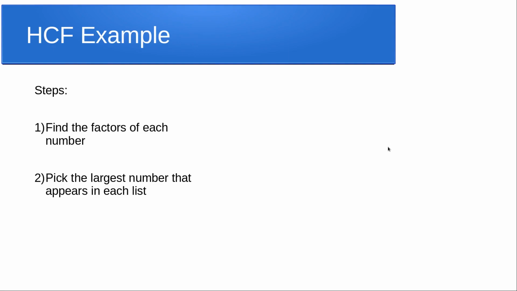Okay, so let's go over an example of finding the highest common factor of two numbers. So what are the steps we go through? Well, first we find the factors of all the numbers. In our case there'll be 2. And then we look at our lists and we take the largest number that appears in both lists. So here's the one we're going to do. We're going to find the highest common factor of 12 and 16.